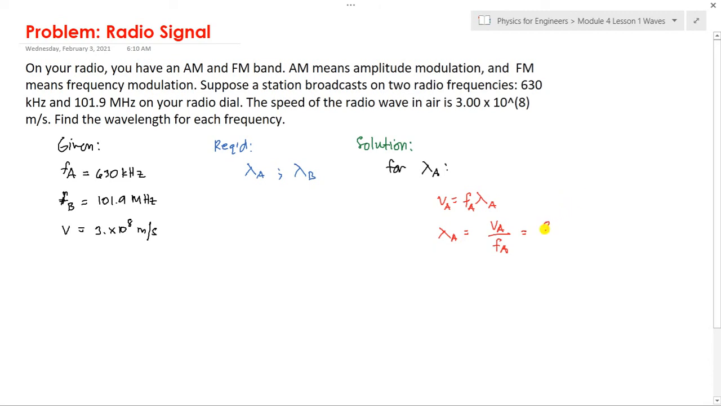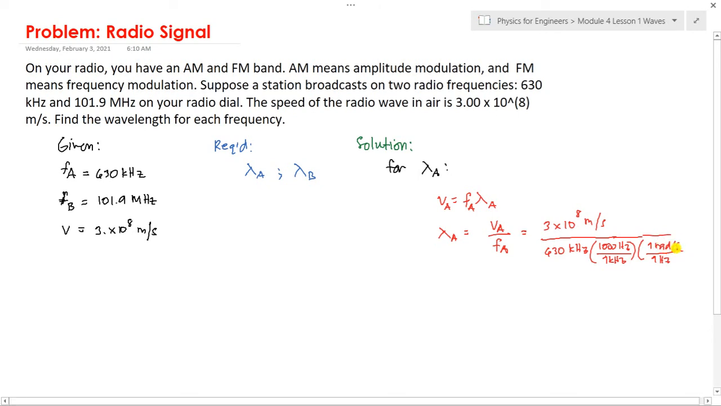So velocity here is 3 times 10 to the power of 8 meters per second. Frequency of A is 630 kilohertz. To convert kilohertz into hertz, 1 kilohertz is 1000 hertz, and then 1 hertz is 1 revolution per second, I mean 2 pi radians per second. So simplifying, we have 3 times 10 to the power of 8 divided by 630 times 1000 times 2 pi.